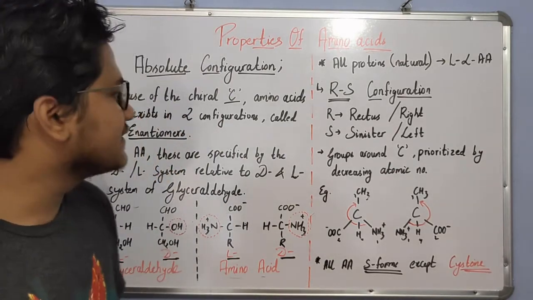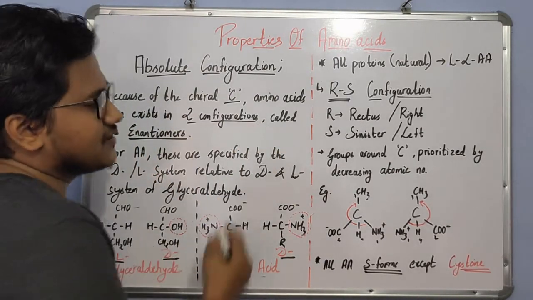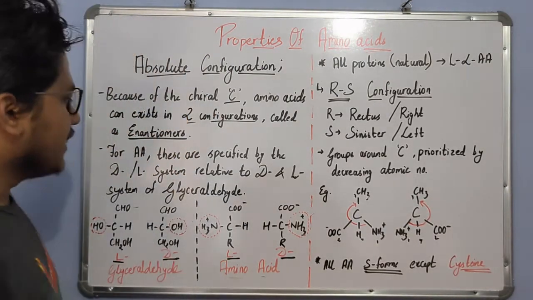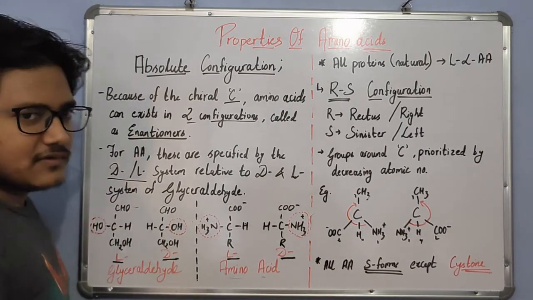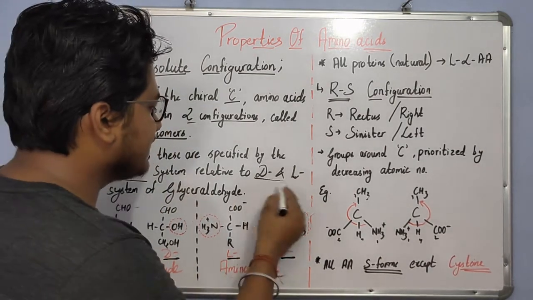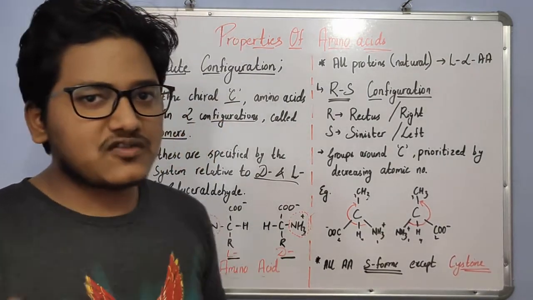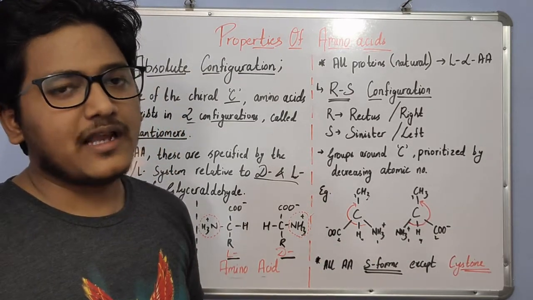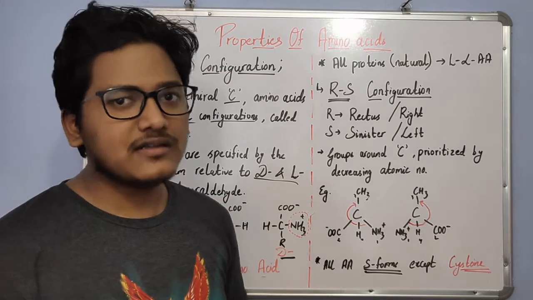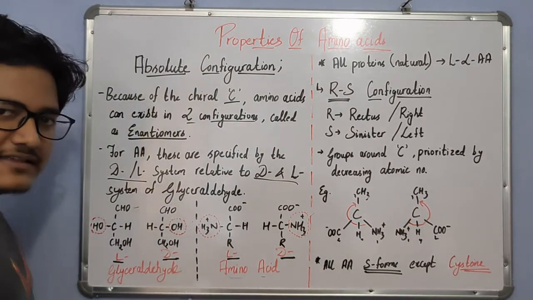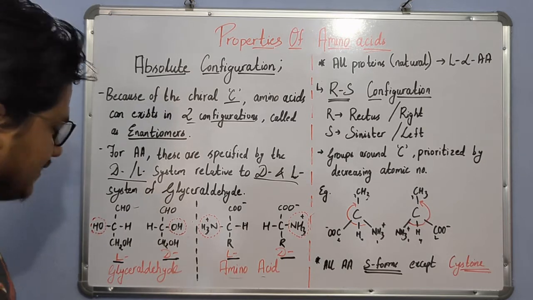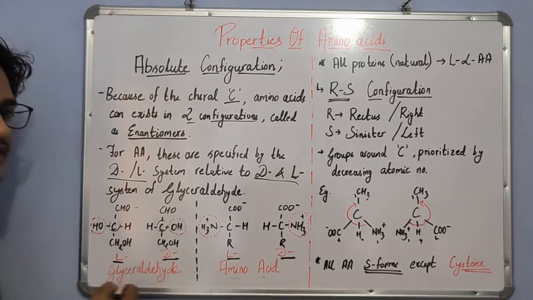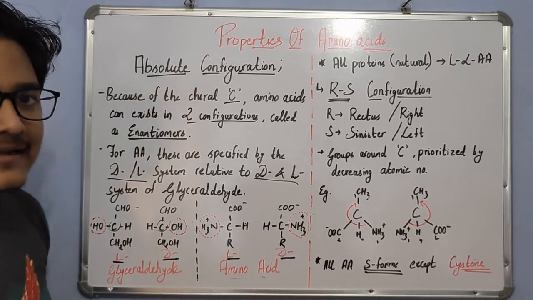In the case of amino acids, there are two different configurations, and it is possible because of the presence of a chiral center. Now, in the case of amino acids, the DL system is followed on the basis of the DL system of glyceraldehyde. So it depends on the D and L forms of glyceraldehyde, and the D and L forms of amino acids are also determined accordingly. Let's see how glyceraldehyde is arranged. In glyceraldehyde also, we can see there is a central carbon atom surrounded by 4 different groups, making it a chiral center.